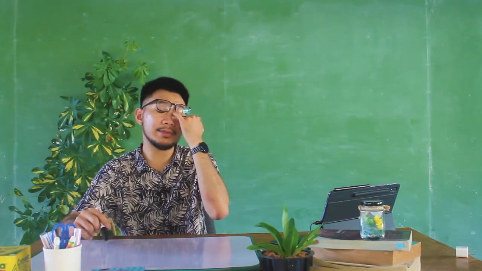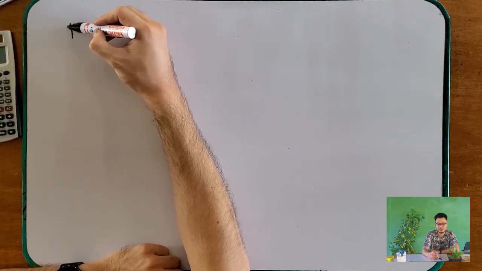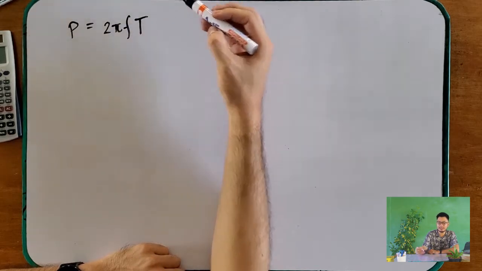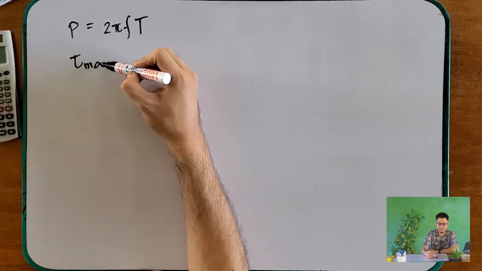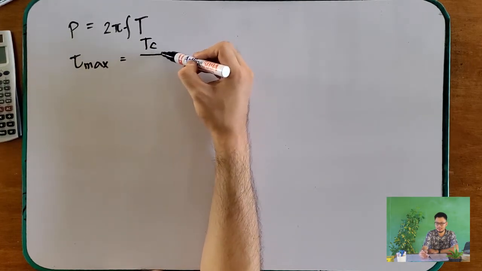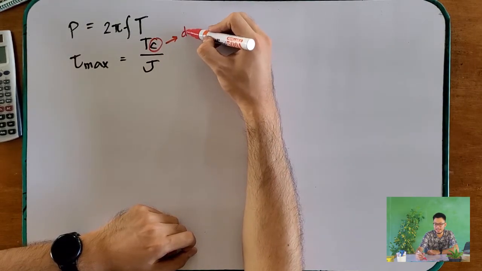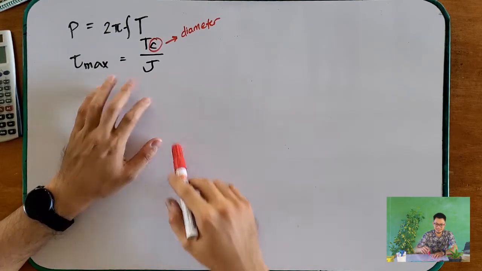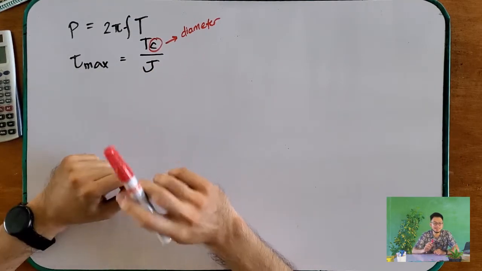Okay, so how can we solve this problem? Di ba? Ang atong given nga mga formula is P is equal to 2 pi fT. And then we also know that atong tau max is equal to TC over J. This is what we are looking for, your C. And if we're going to multiply it by 2, then we can get the diameter. Then, your polar moment of inertia, wala pa ta kabalo ana, because this also requires your diameter. So we have to still put it as blank there.